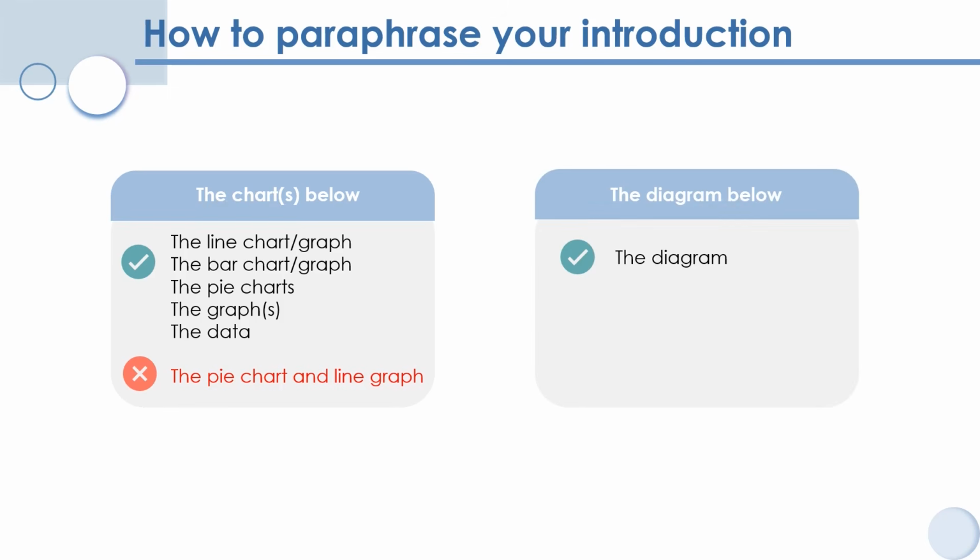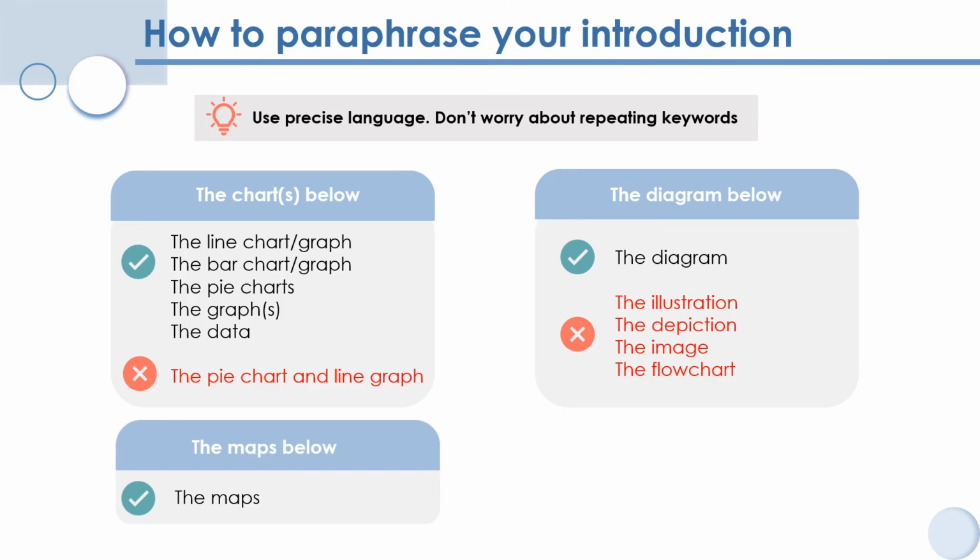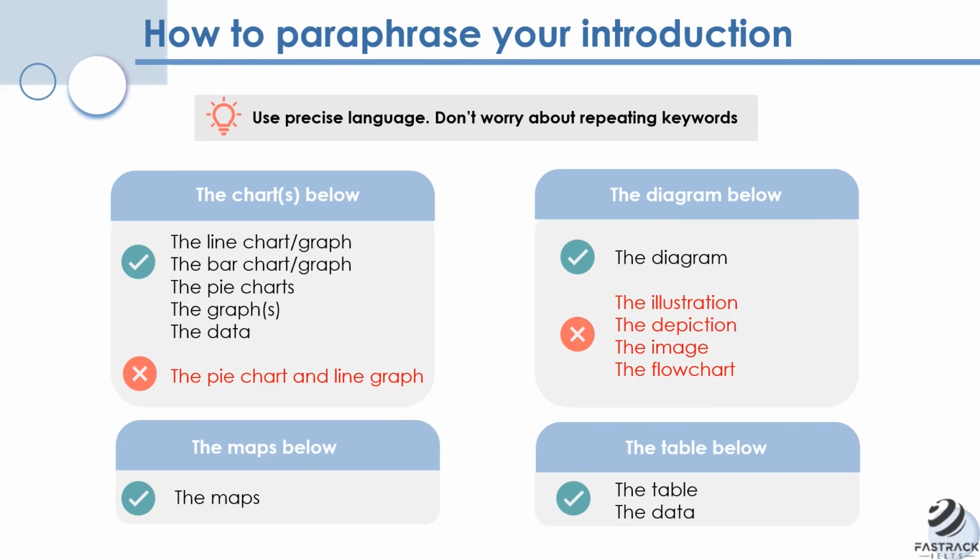What if you have a diagram? Well, just say the diagram. There is no synonym. Don't try to replace this word with anything else. In your report, you must use precise language. And don't worry about repeating keywords. Therefore, if you have maps, say maps. And if you have a table, say a table or the data.